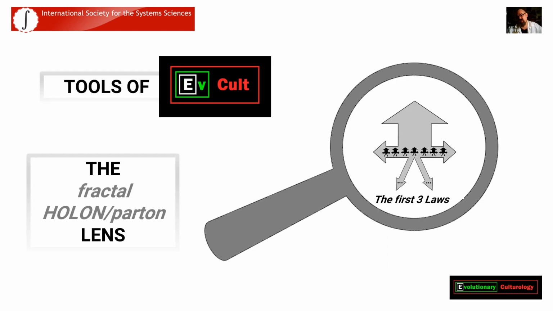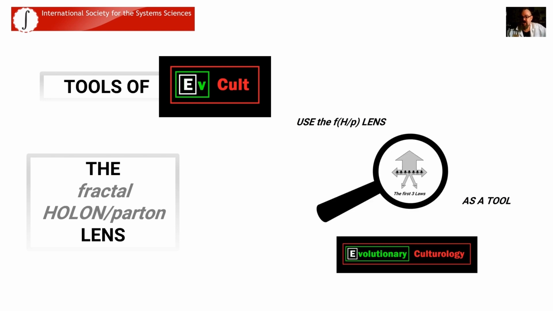So then we've got our fractal Holon parton lens, which is simpler. You just look for things using the first 3 laws. Look for things that integrate upwards into a larger unit, compete and cooperate sideways with units on the same scale level, and command and control the smaller units inside. So just use the fractal Holon parton lens or the 3 laws lens as a tool to find your units and count them and measure them. Do science. Predict and control them. Next.